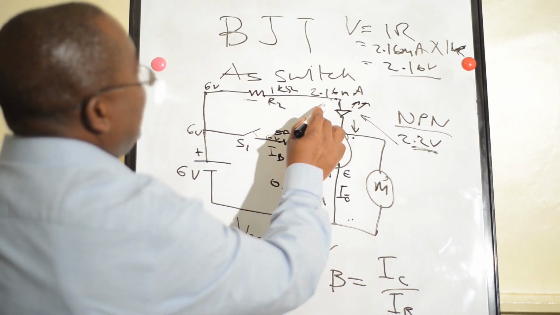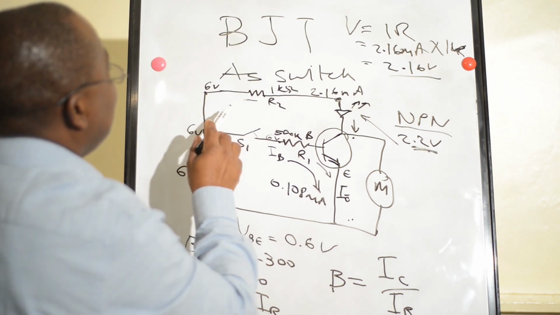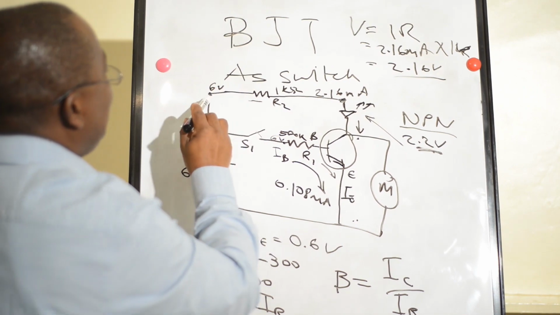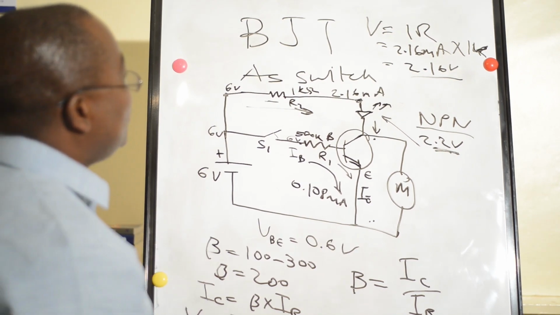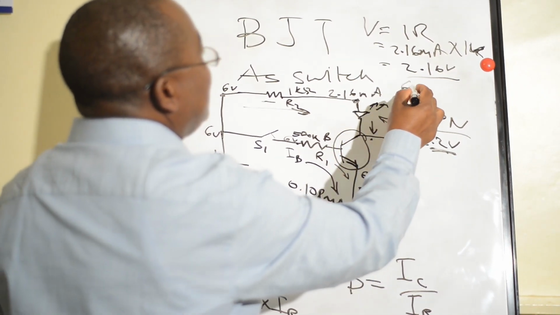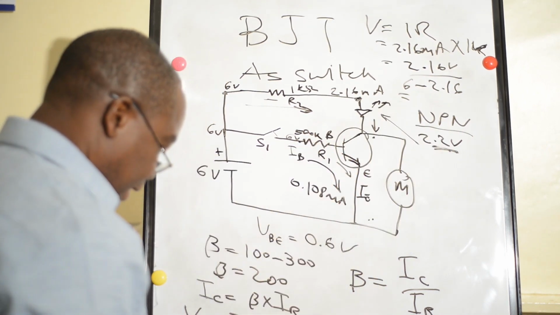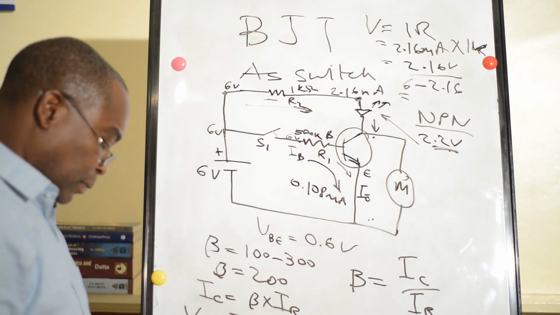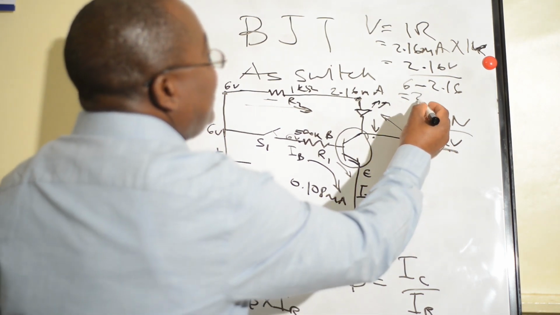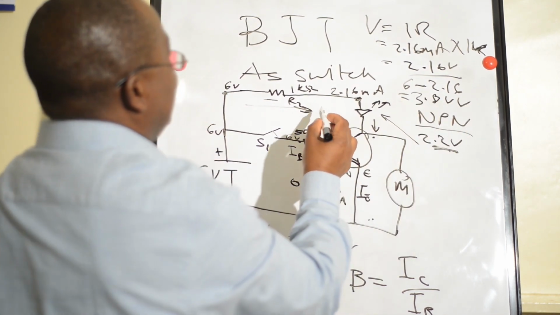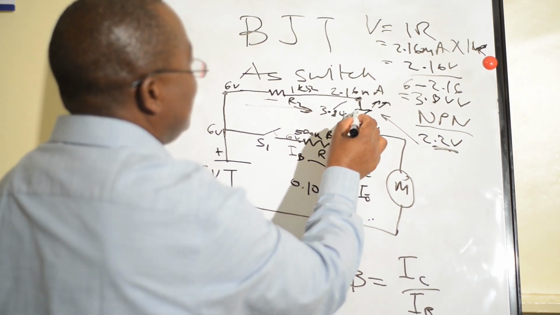So to have the voltage at this point, we subtract from the high potential. Current flows in this direction, from high potential to low potential. So 6 minus 2.16 gives us 3.84. We have 3.84 volts, which will be here.